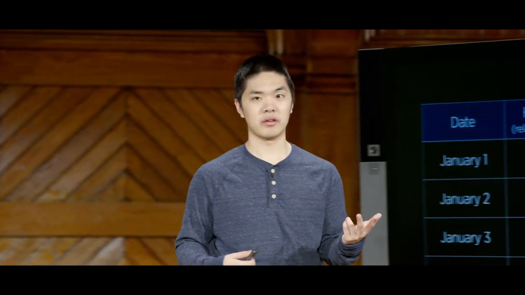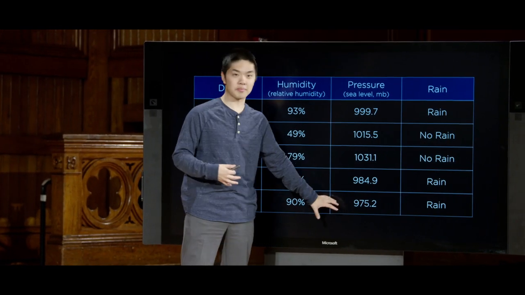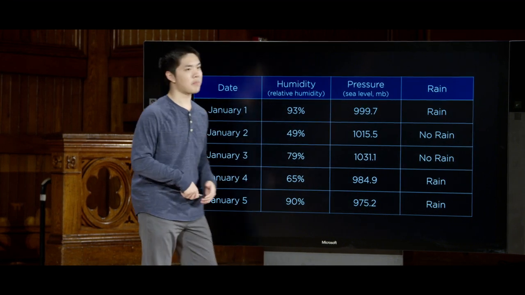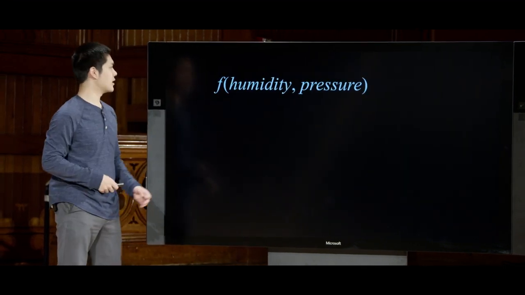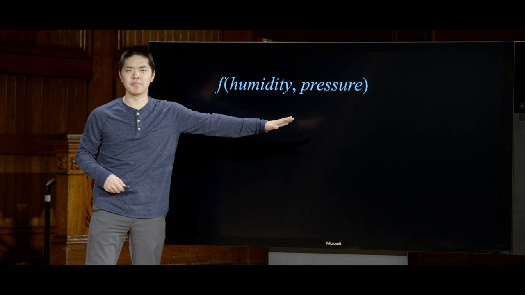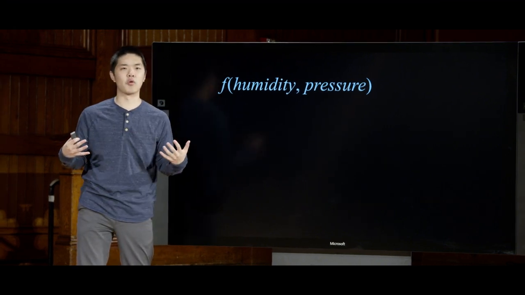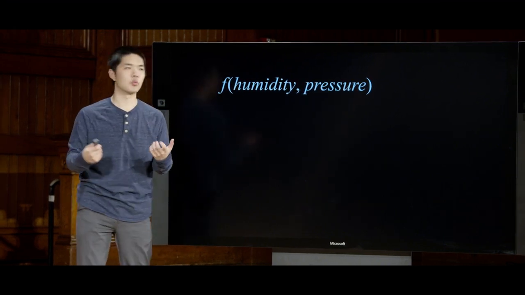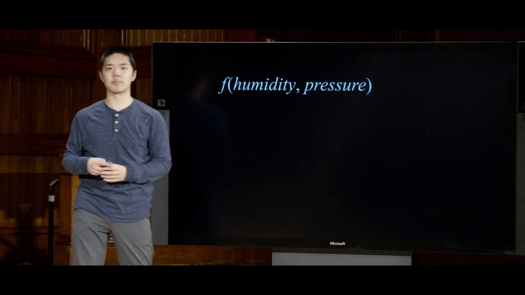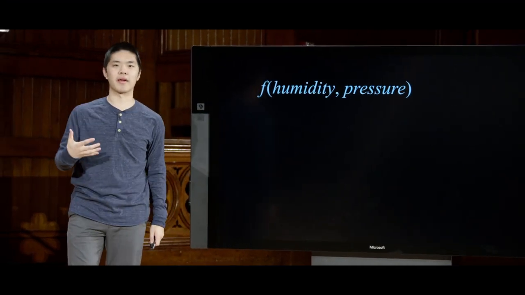Put a little bit more mathematically, you can think of this as a function that takes two inputs, the inputs being the data points that our computer will have access to, things like humidity and pressure. So we could write a function f that takes as input both humidity and pressure. And then the output is going to be what category we would ascribe to these particular input points, what label we would associate with that input.